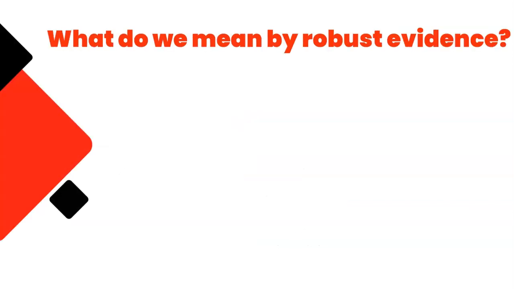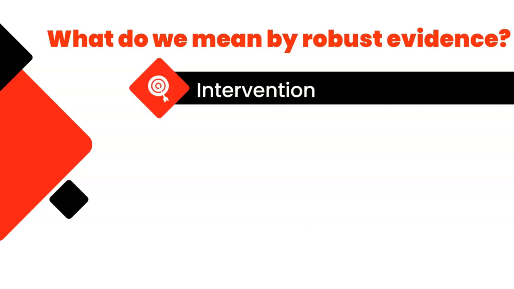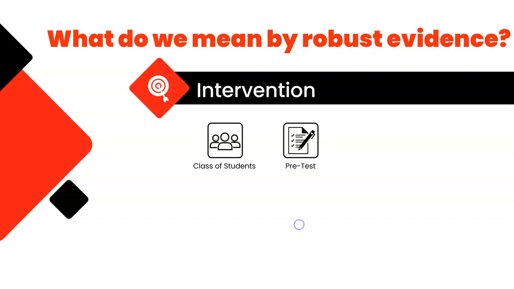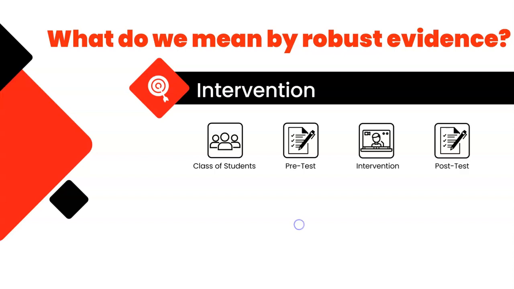But what do we mean by robust evidence? Quite often when an intervention goes into a school, you will often have a class of students, and sometimes you might do a pre-assessment measure. The intervention is delivered, and then you have a post-test. So that's what we call a single group design. The problem that we have with single group designs is that there might be other plausible explanations for any increase that you have, because it's a single group design.